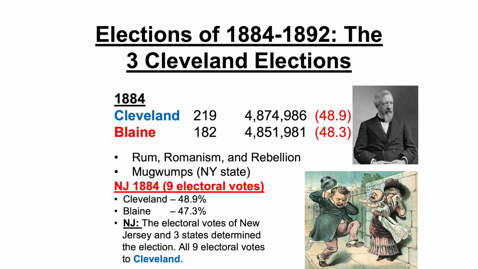Cleveland wins this election, but you can see it was a squeaker, very close. Only a matter of like 20,000 votes, he beats Blaine. Blaine was a figure from Maine, a very powerful man in the Congress at that time. New Jersey went for Cleveland. This picture on the bottom here was that Cleveland had supposedly sired an illegitimate child, and so this became a big political thing against him during the campaign.